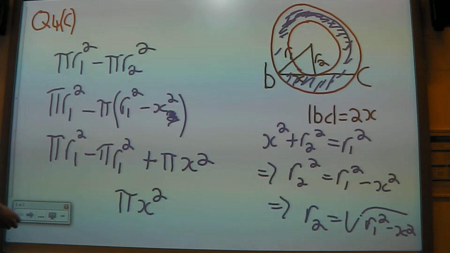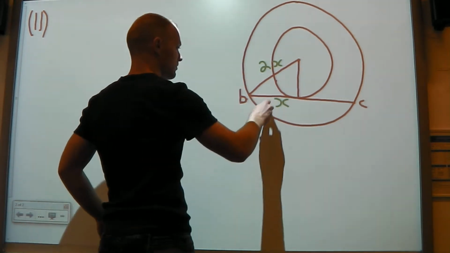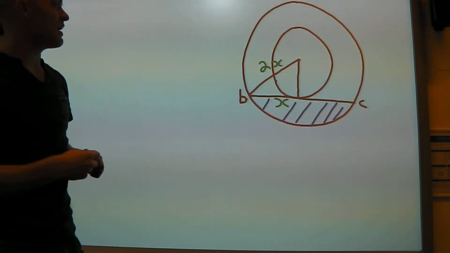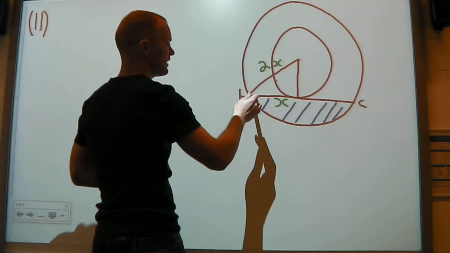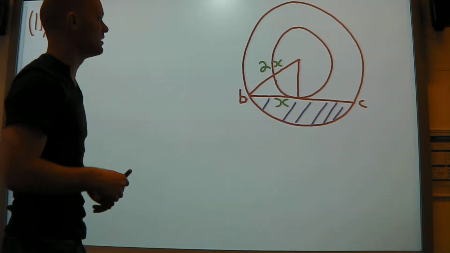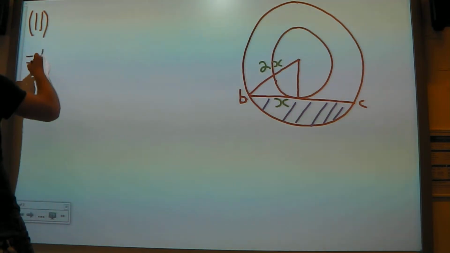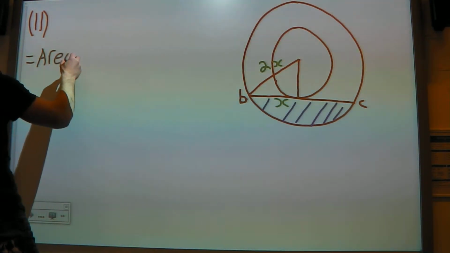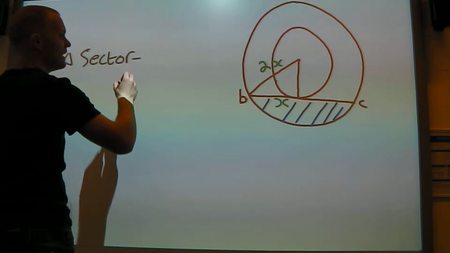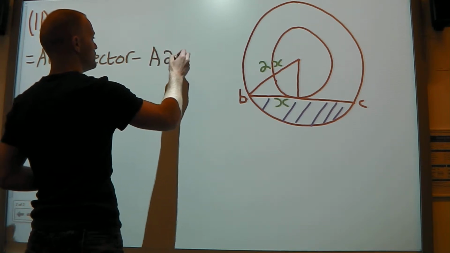So now on to the second part of the question here. We're asked to find the area of this shaded region underneath. Let's find the area of that region there. So really what we're asked to do is find the area of this sector here, and then take away the area of the two triangles, and that gives the area of BC. So I'll just write that down. Area of sector minus the area of two triangles.